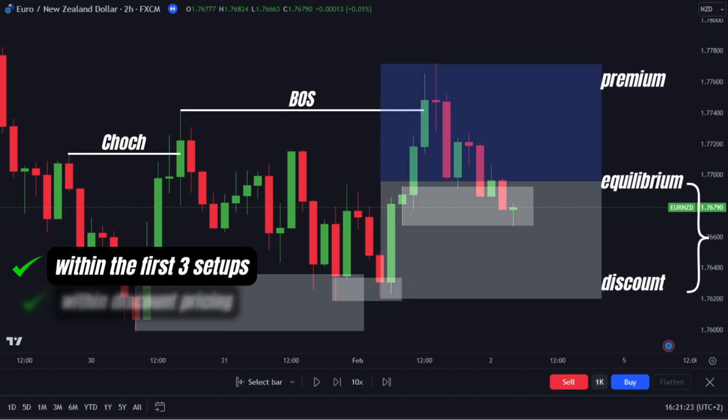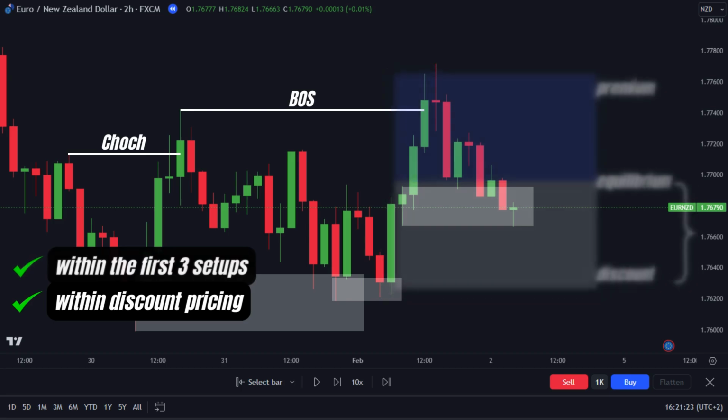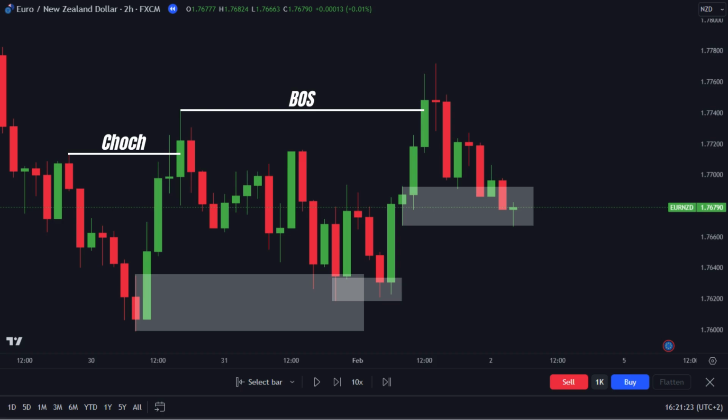Secondly, our demand zone aligns with the discount pricing range where many traders seek buying opportunities. For the final confirmation, we transition to a lower timeframe to observe how the price reacts to our demand zone. Only when all these criteria are met do we proceed with executing our trades.